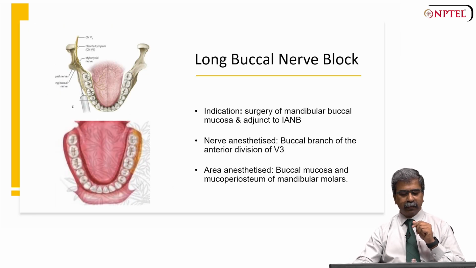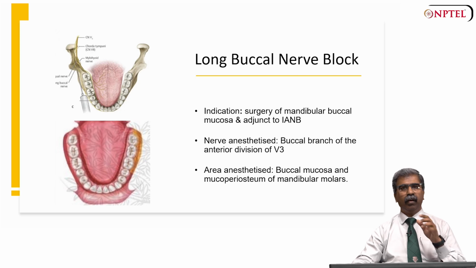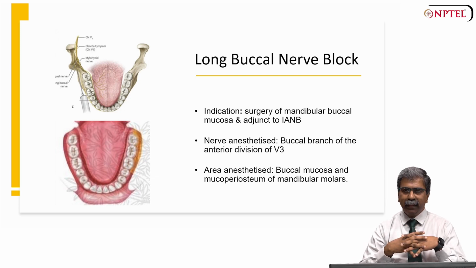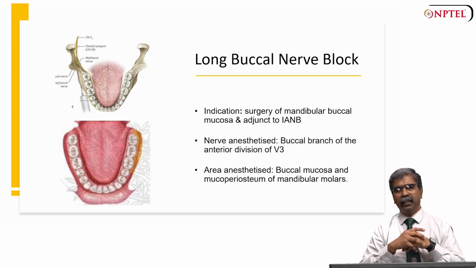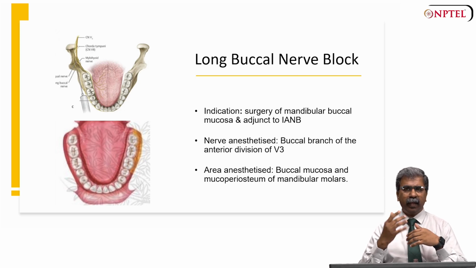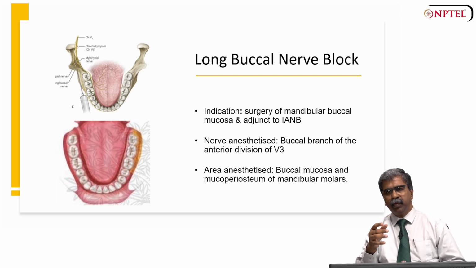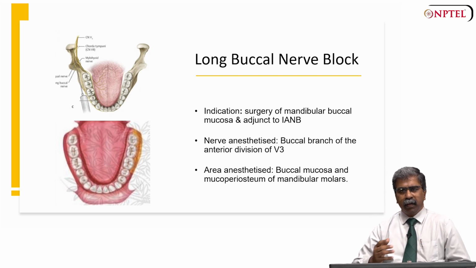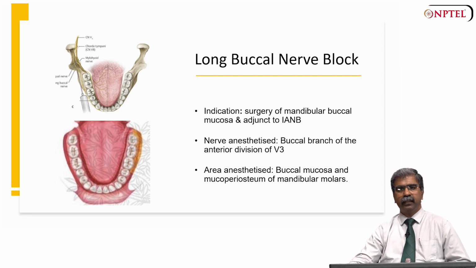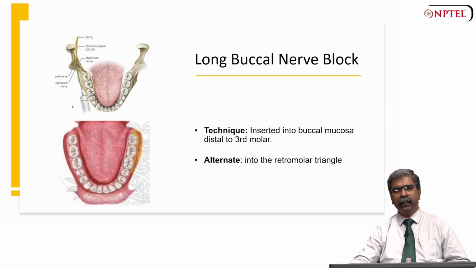Next, we'll see about the long buccal nerve and what the indications are. It is used for surgery of the mandibular buccal mucosa, and also as an adjunct to the inferior alveolar nerve block for procedures involving the posterior mandible. And as you know, the buccal branch of the anterior division of the mandibular nerve is the target area and also the nerve to be anesthetized. And the buccal mucosa and the mucoperiosteum of the mandibular molars will be the areas anesthetized.